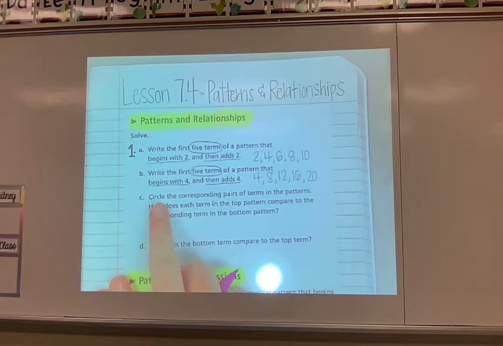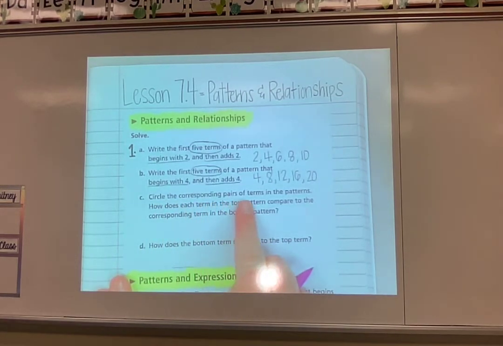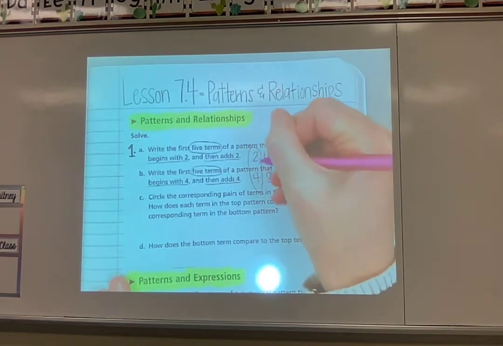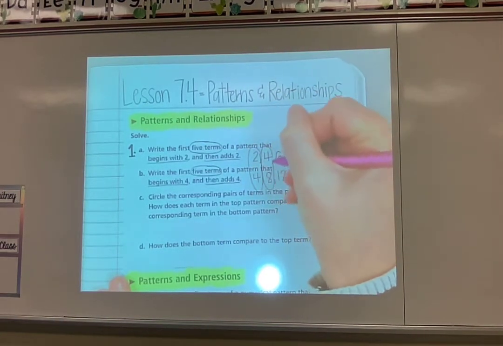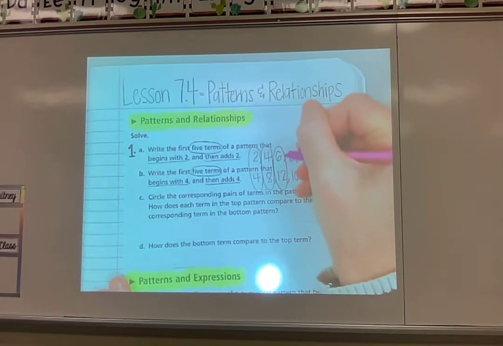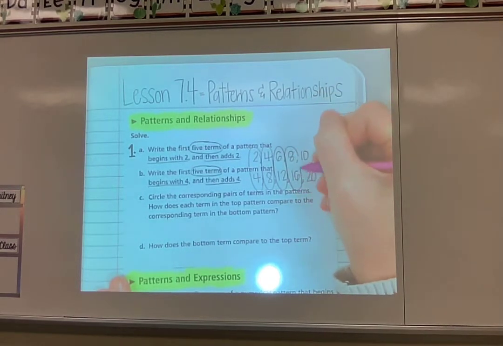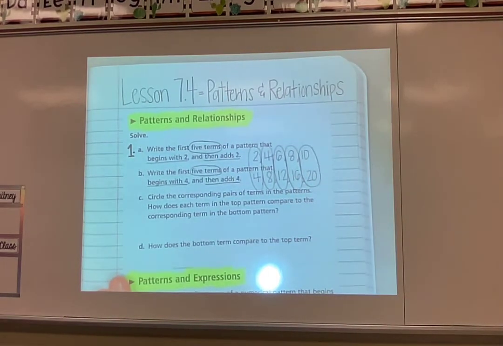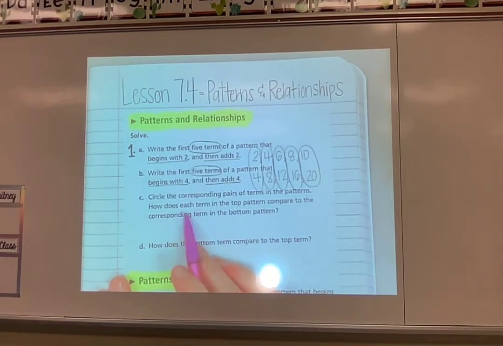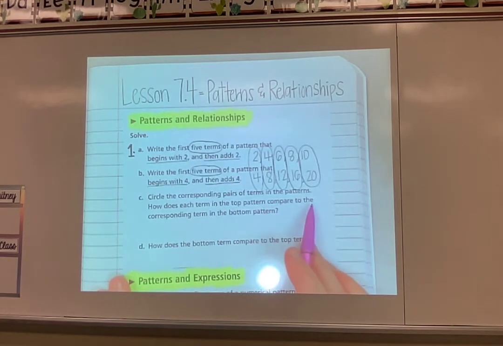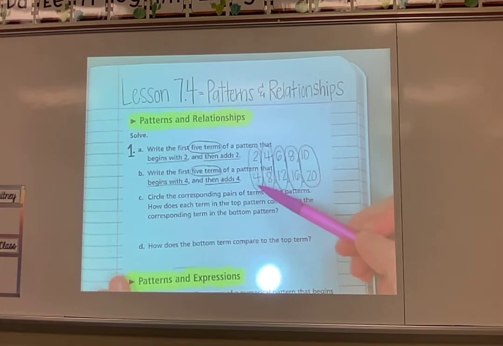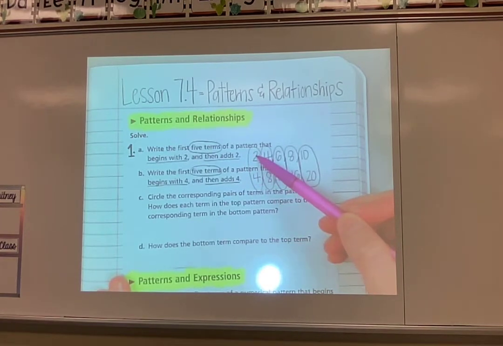Letter C says, circle the corresponding pairs of terms in the patterns. So that means like the first terms go together, the second terms go together, the third terms, and so on. These are the pairs because I'm circling like the first term and the first term, or the 5th term and the 5th term. Those are the ones that go together if I was comparing these 2 patterns. How does each term in the top pattern compare to the corresponding term in the bottom pattern? So if I'm looking from top to bottom, how does this pattern relate to this one?